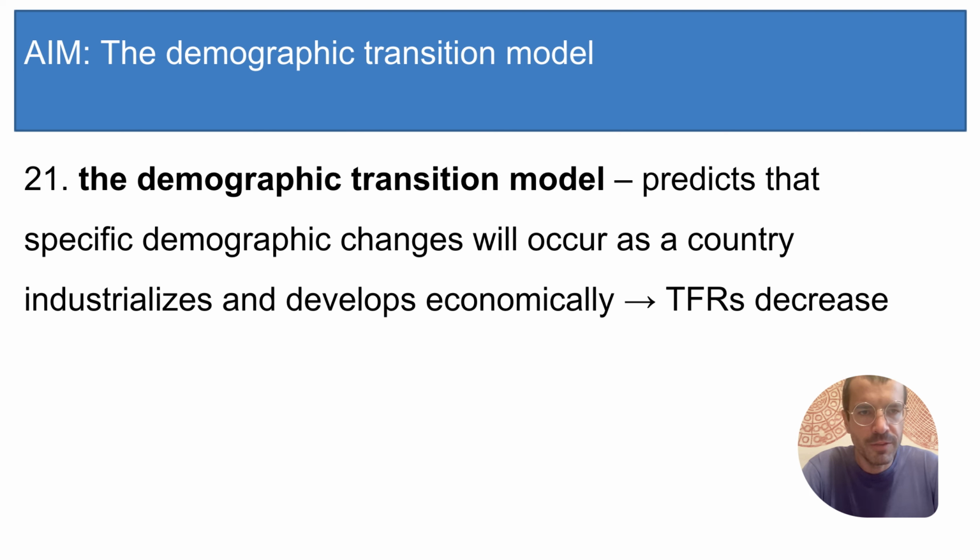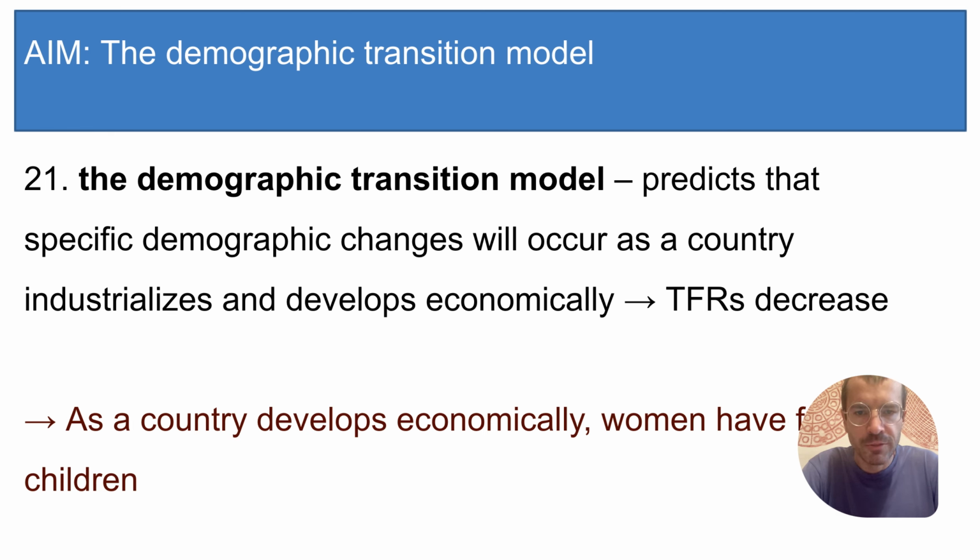And the most important of these demographic changes, the one that I want you to remember over all the others, is that the model predicts that there will be a decrease in the total fertility rate, or TFR, as a country develops. Remember, the TFR is the average number of children that a woman will give birth to in her lifetime.